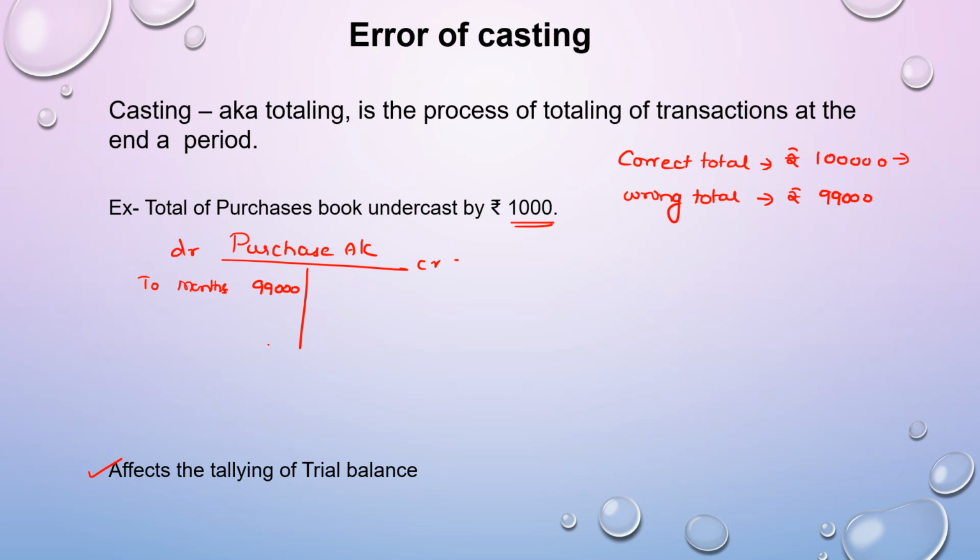So to rectify this, what would we do? We would put into the debit side of the purchase account, as an explanatory note, you will write undercasting of purchases book for the month of whichever month you have made the mistake, and you will write the amount 1,000. So now to the debit of the purchase also 1 lakh has gone and the error gets rectified. So this is error of casting, which does affect the tallying of the trial balance. Your trial balance will have a difference if you have such type of errors. Hope that is clear.